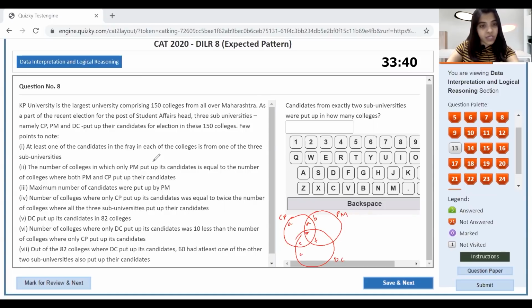So what are they giving us? At least one of the candidates into the fray of each of the colleges from one of the 3. So outside is 0. Let's just keep the space clear for now.